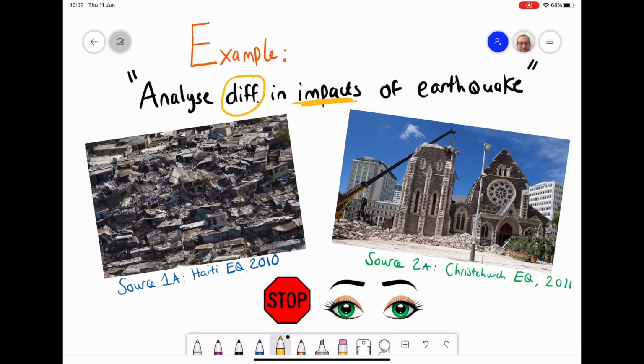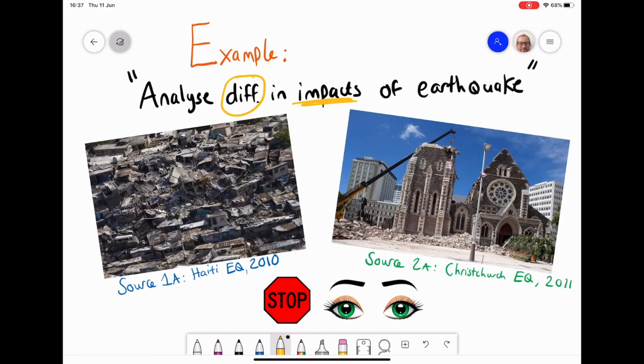These are the sources you'd get for an exam. On the left, we've got the Haiti earthquake, a picture of that, and on the right, the Christchurch earthquake in New Zealand in 2011. What I want you to do now is stop the video and just look at these pictures.